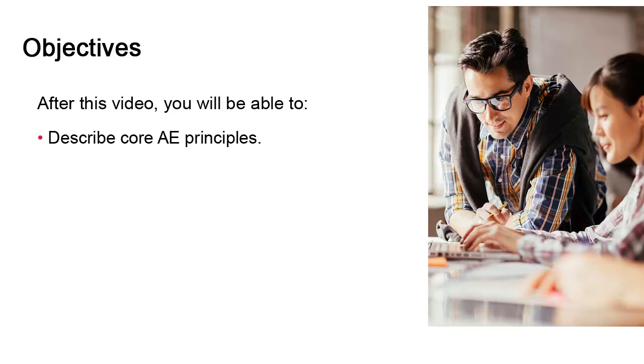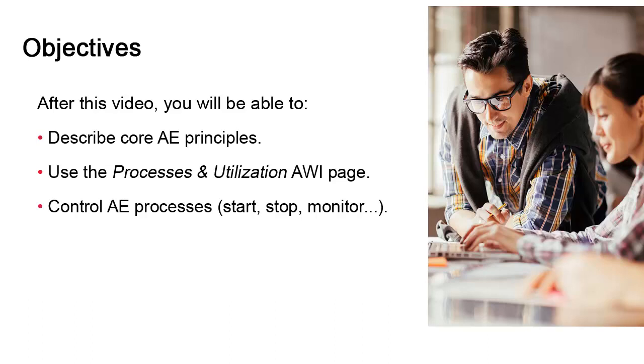You'll be in a position to explain important aspects of the automation engine. You'll also be able to describe those processes, their types, and roles. You should be able to use the dedicated AWI page called Processes and Utilization. You will know how to control these processes: start, stop, monitor, and troubleshoot.